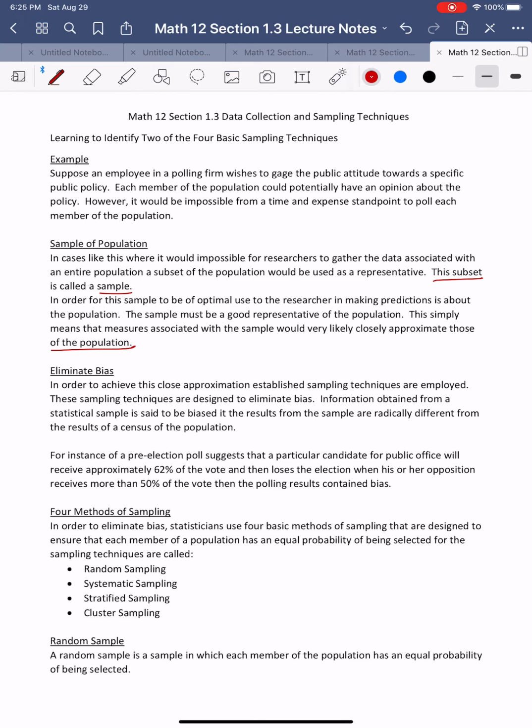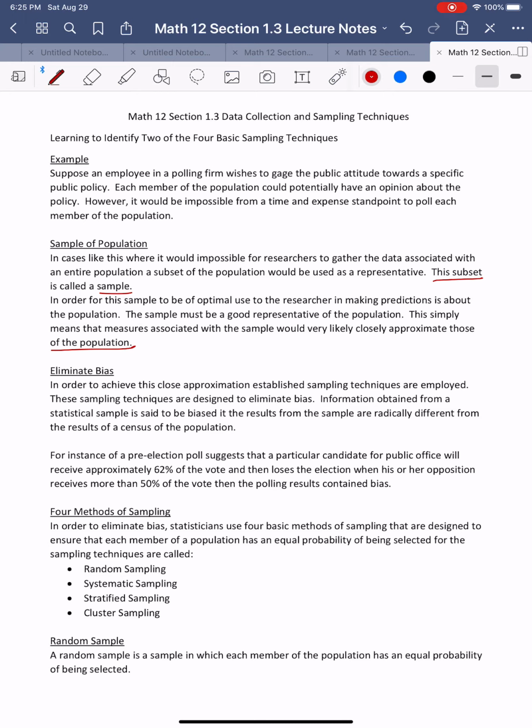Eliminate bias. In order to achieve this close approximation, established sampling techniques are employed. These sampling techniques are designed to eliminate bias. Information obtained from a statistical sample is said to be biased if the results from the sample are radically different from the results of a census of the population.